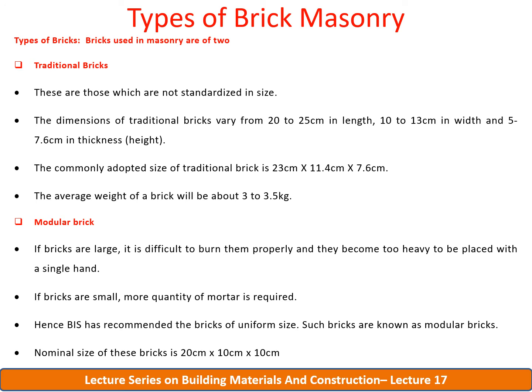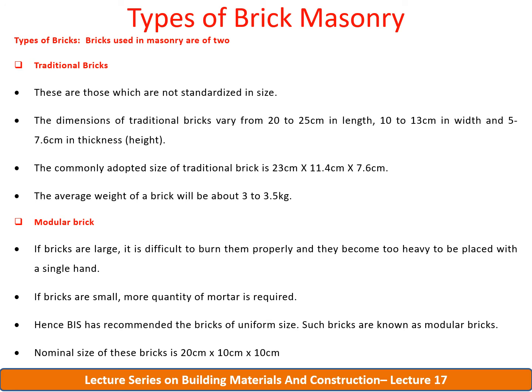As I explained, there are two types of bricks, that is traditional brick and the modular brick. Traditional bricks are those which do not have a standard size. So the dimension of the traditional brick varies from place to place. The length varies from 20 to 25 centimeter, width varies from 10 to 13 centimeter, and thickness varies from 5 to 7.5 centimeter. The commonly adopted size of the traditional brick is 23 by 11.4 by 7.6 centimeter.